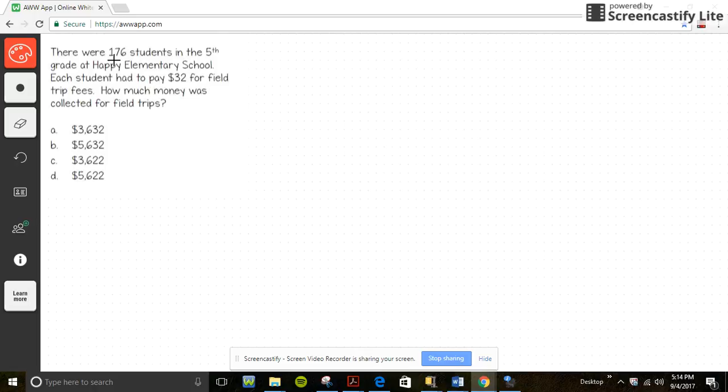There were 176 students in the fifth grade at Happy Elementary School. Each student had to pay $32 for field trip fees. How much money was collected for field trips?